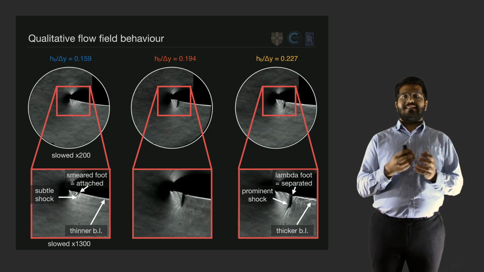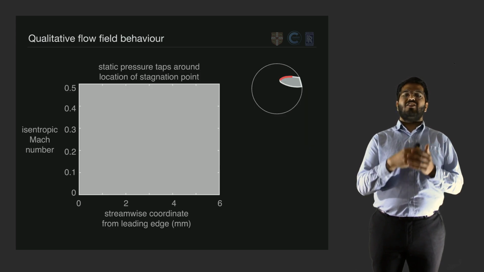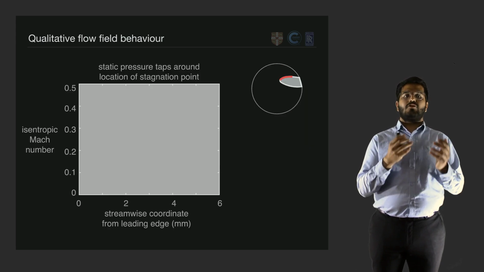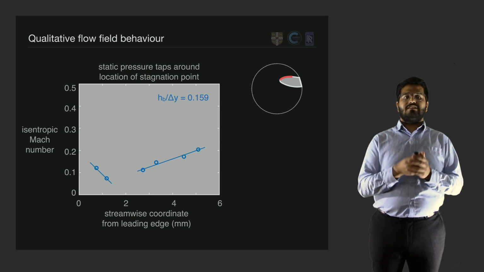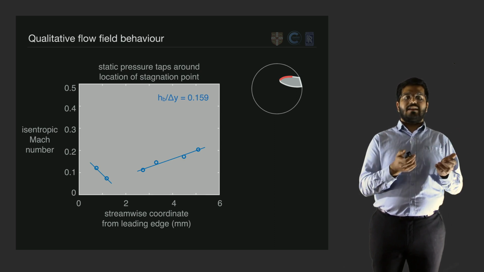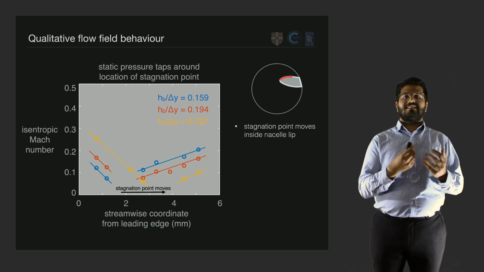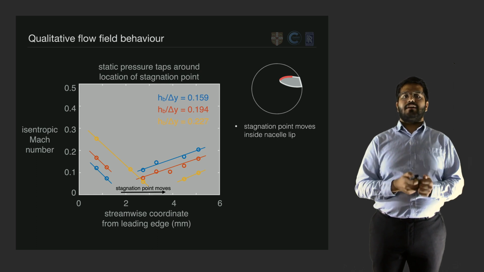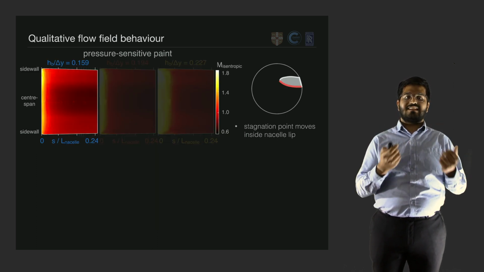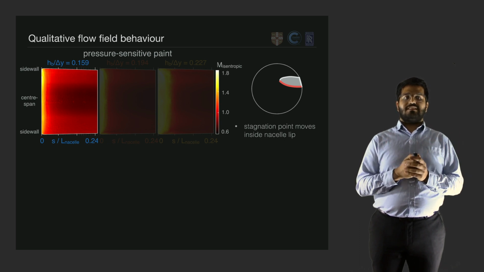To understand why this is happening, we can start off by considering the isentropic Mach number distribution on the inside of the nacelle lip around the stagnation point. Now, for the smallest bump case, the stagnation point lies somewhere between these two lines, where the isentropic Mach number is 0. And as we increase the bump height, we can see that this stagnation point moves further downstream inside the nacelle lip. The movement of this stagnation point then has an impact on the pressure distribution on the external nacelle surface, which we visualise using pressure-sensitive paint.